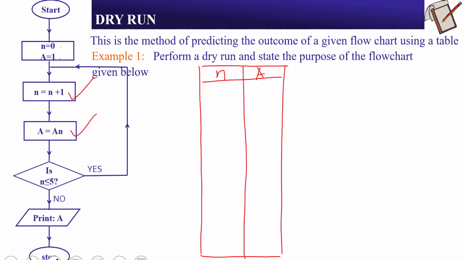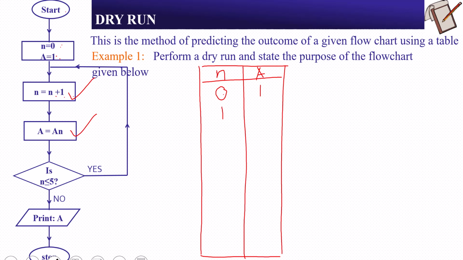And then you come and start. After identifying your table columns, you come back to the flowchart and start. So we start from here, and after that we read n as 0. So our n is 0 and our a is 1. Then we follow the arrow. n becomes n plus 1. So our n is 0, then we add 1 there, so it becomes 1.